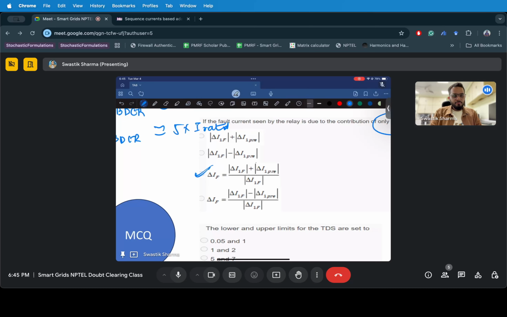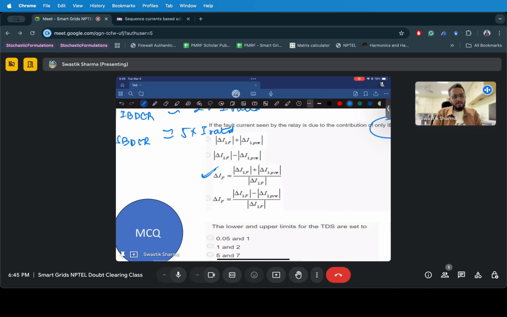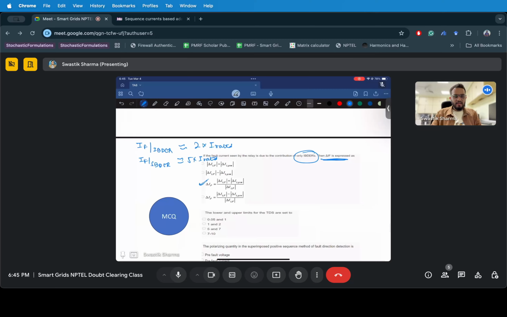So what you want to do is have the contribution of both IBDR and SBDR on equal footing by creating an impact factor so that both of them have a similar impact factor. And how do you do this? By using these conditions. So this is for IBDR and this is for SBDR.